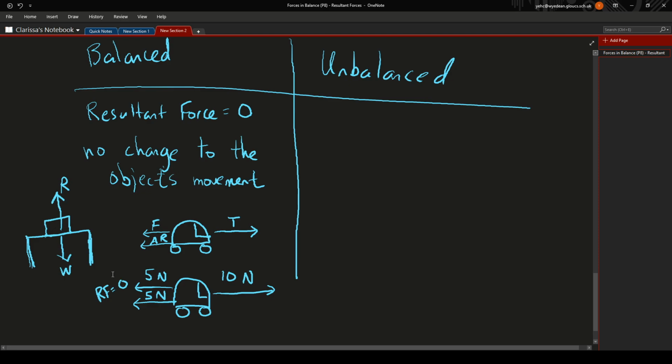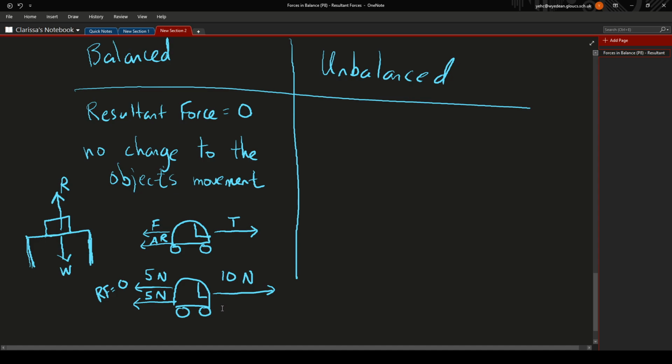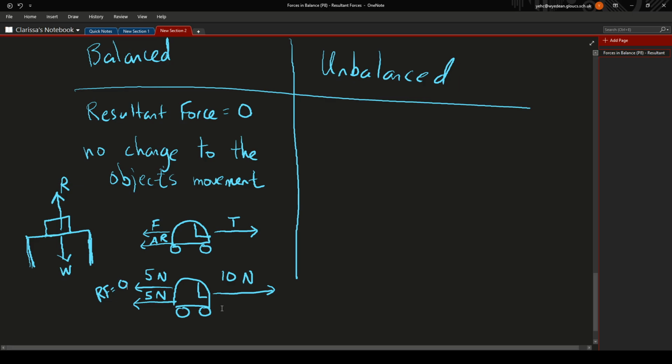And one very, very common mistake a lot of students make is they think, right, the resultant force on this moving car is 0. That means then the car stops. That is incorrect to say. What the resultant force being 0 means to an object that already is moving is that there's going to be no change to its movement. It's just going to keep the same speed. It's not going to change unless some of the forces change.